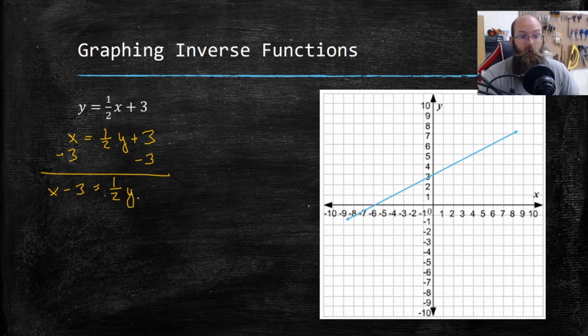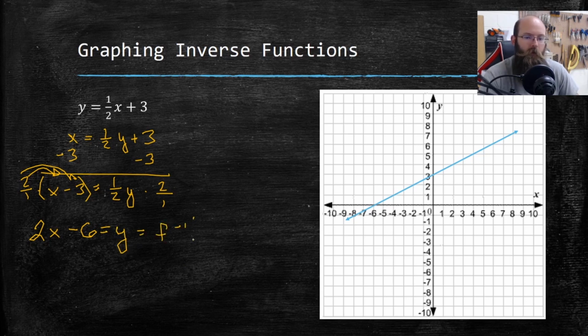And then I need to get rid of this 1/2. So I multiply by its reciprocal, or like that thing flipped. So instead of 1 over 2, I'm going to multiply by 2 over 1. I'm going to do that to the other side as well. So 2 over 1, that's the same thing as just 2. And I'm actually going to distribute that in. So I get 2x minus 6 equals y. And remember, that's my inverse function.